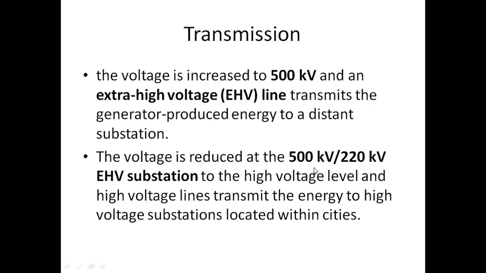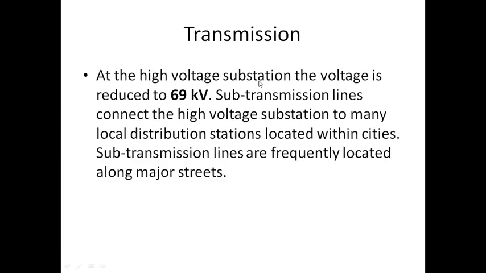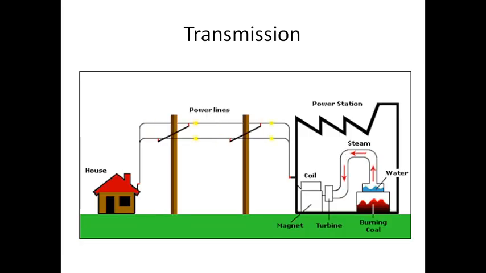Again, in a substation, it is reduced to 220 kV. It is reduced again at each and every substation, down to 69 kV, because from each substation I can take it for my applications where I want. And this is a typical example of how a power station produces electricity and how it is distributed.